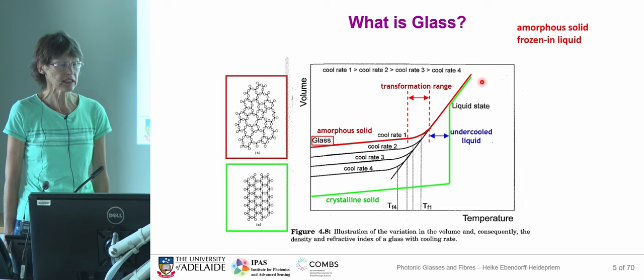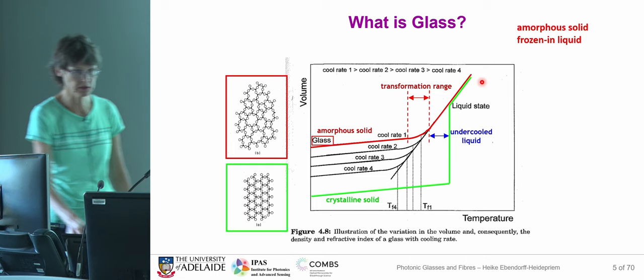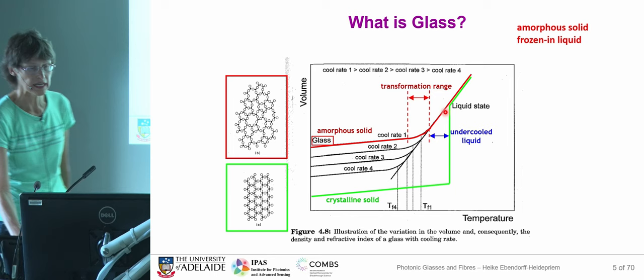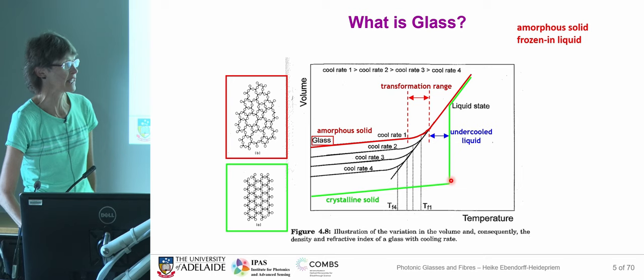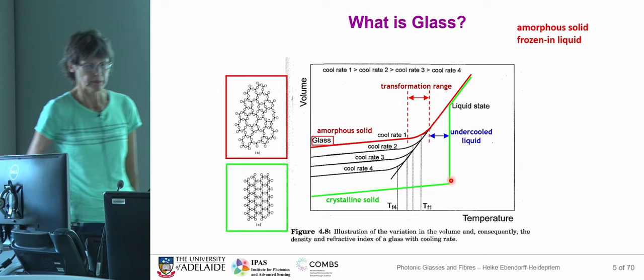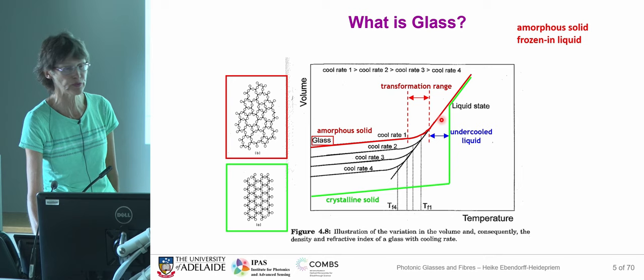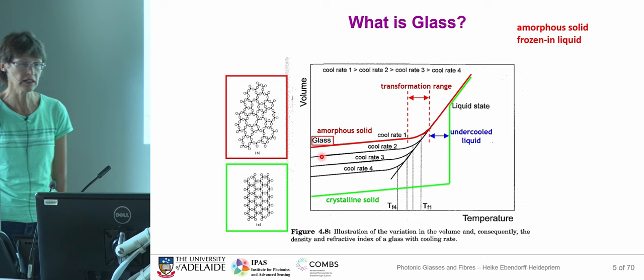Another way to look at a glass is when a melt is cooled down, it has the option for many crystals at this melting point or crystallization point, where there is a sharp phase transition from liquid to solid. But some melts under certain circumstances go over this point, they go further down in temperature, and then the structure is frozen in, and then we talk of a glass.